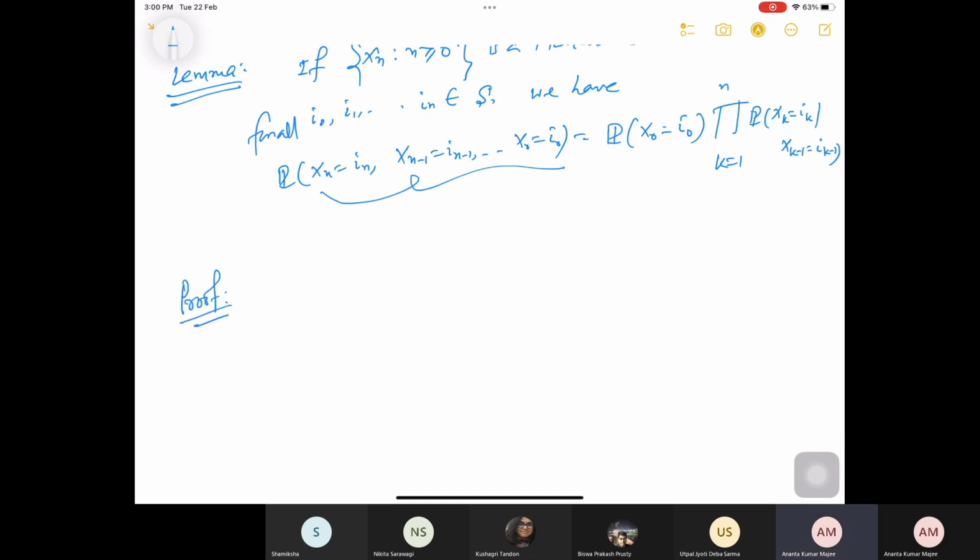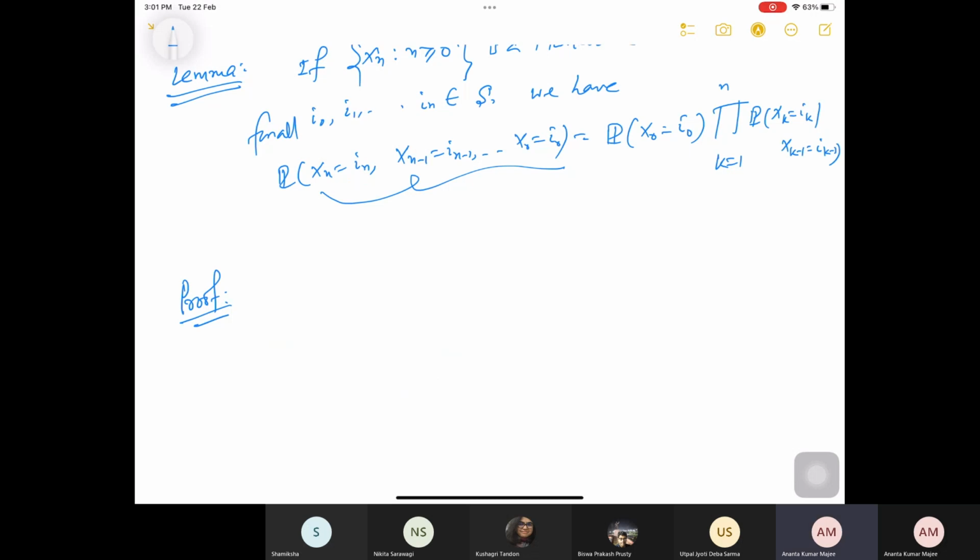Because at some point you may know these things: the probability of Xk equal to ik given Xk−1 equal to ik−1, individually we know. Then we want to know what will be the probability of Xn equal to in, Xn−1 equal to in−1, and so on, X0 equal to i0. The only thing is that it is given to you that Xn is a Markov chain. So how to prove it?